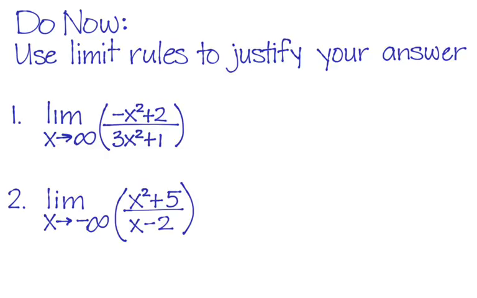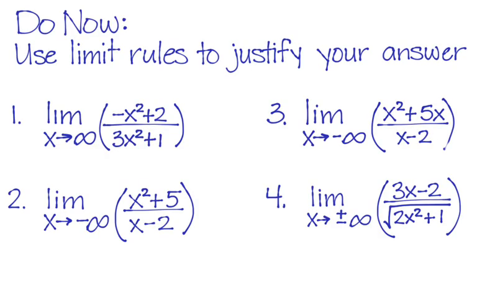You have four more do nows. I want you to do these in class, get them posted to Google Classroom, and when you're done with that, use the rest of the period to work on your homework. So here's your do nows. Again, you must use limit rules to justify your answer. Okay?